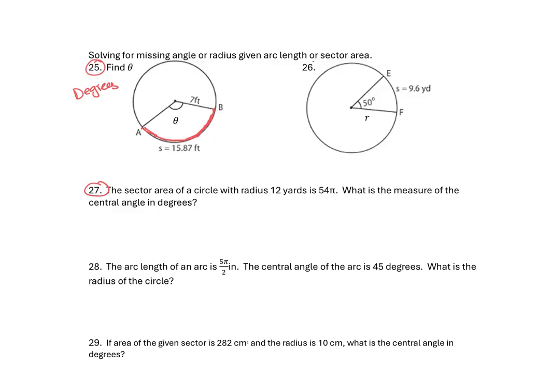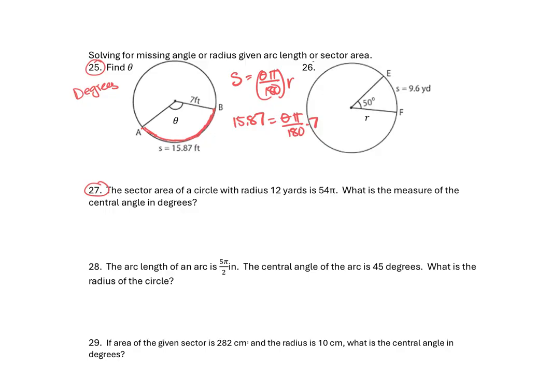So let's write down our arc length formula. My arc length, my S, is equal to theta times pi over 180, all times my radius when I'm in degrees. And so my S, 15.87, equals theta, which I don't know, times pi all over 180 times 7. So you've got a couple ways to solve this, but I usually just do it on my calculator.